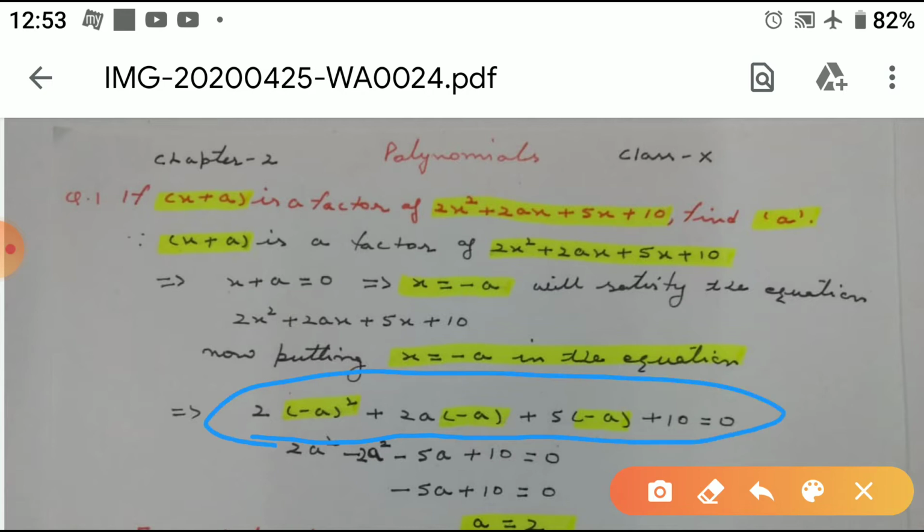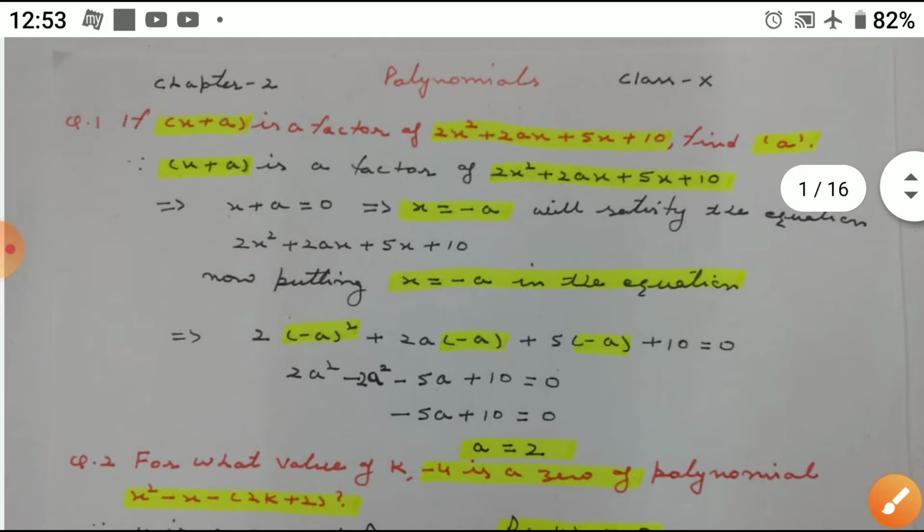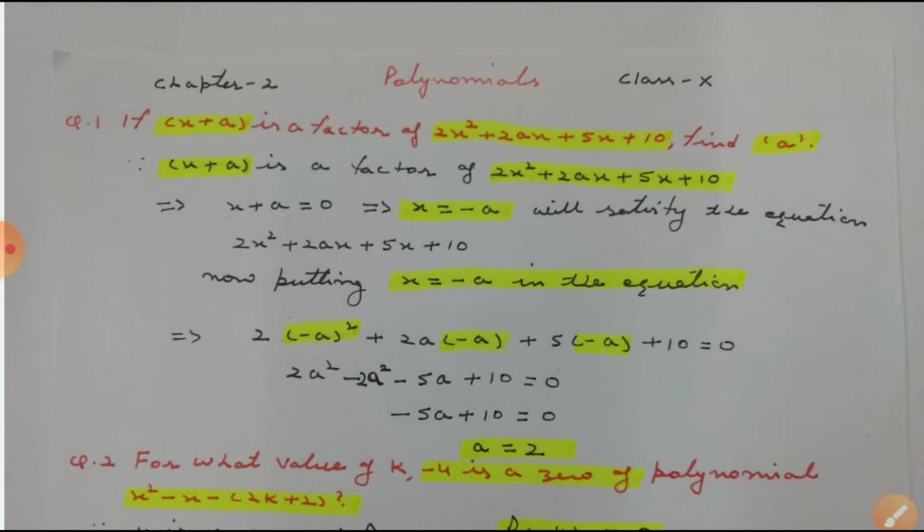Look at this, 2 into x square. So instead of writing x square, we write minus a whole square, plus 2 into a into x. Again minus a instead of x, and next 5x. So this is 5 into minus a, plus 10 is equal to 0. When we solve it, we get 2a square minus 2a square minus 5a plus 10 is equal to 0.